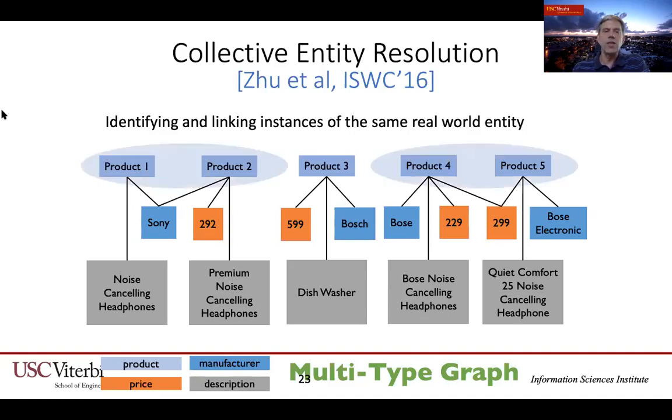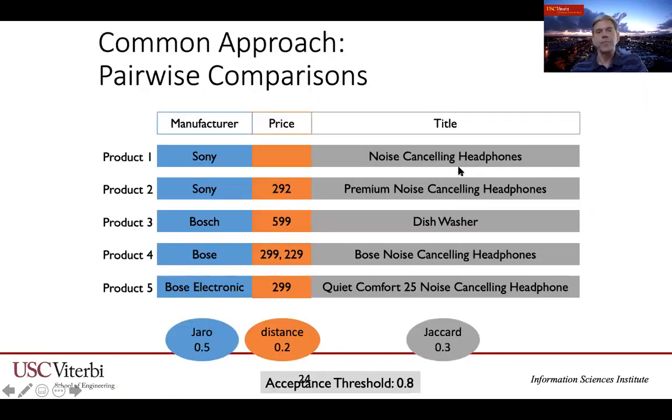So you can see that in this case, product 1 and product 2 are the same, and product 4 and product 5 are the same. And the question is, how does this actually work? The traditional approach to entity resolution like this is pairwise comparisons, where you look at different pairs of information and try to decide which pairs are actually the same entity.